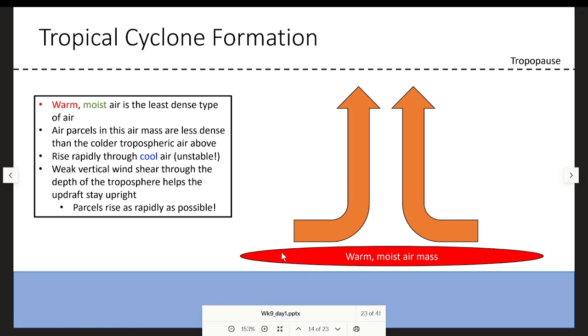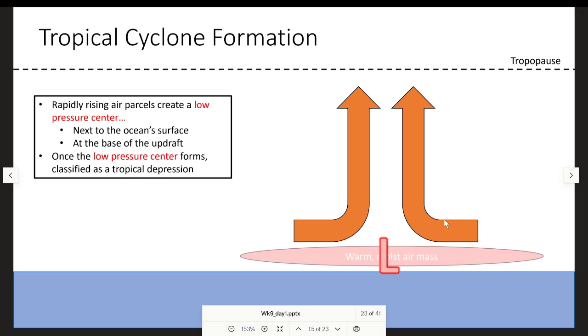Then it's not really dense at all. It's very buoyant, and the area in the troposphere above it is cool. So this is an unstable air mass, and it's going to rise rapidly. And if you have minimal wind shear, it's going to be able to sustain itself and keep on rising, and it will stay upright. If you have strong wind shear, meaning the wind speed up here is fast, it's just going to topple over. So you want the parcel to rise up in a straight line for tropical cyclones.